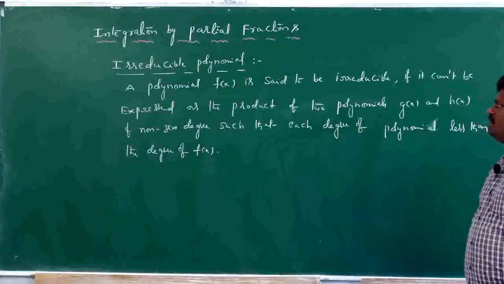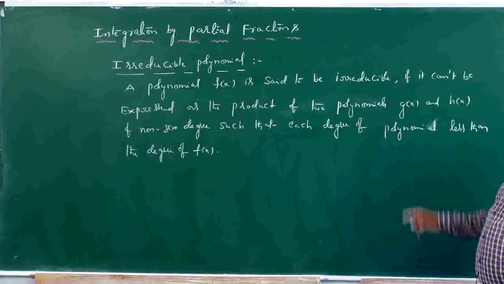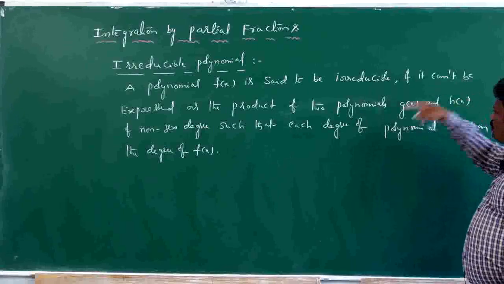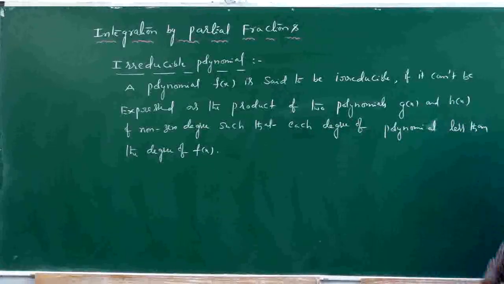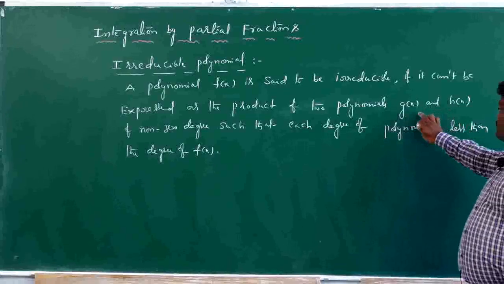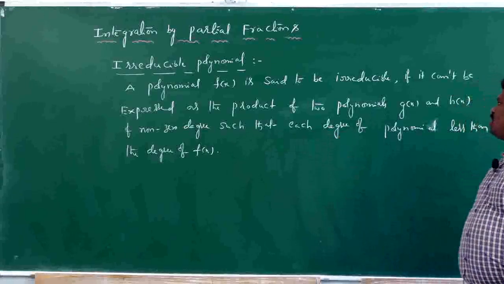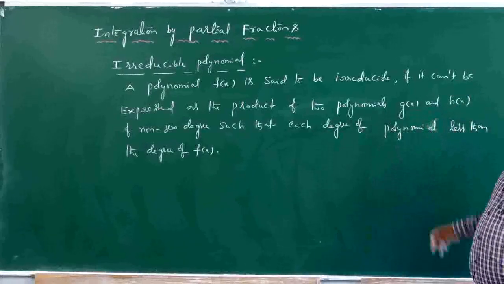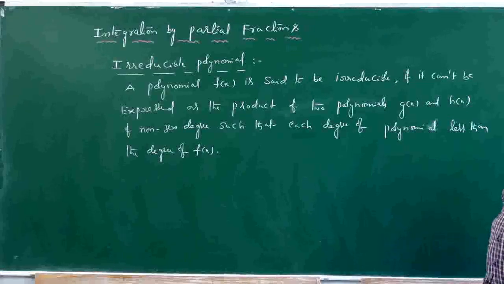A polynomial f of x is said to be irreducible if it cannot be expressed as the product of two polynomials, g of x and h of x, of non-zero degree, such that the degree of each polynomial, g of x and h of x, is less than the degree of f of x, compulsorily less than the degree of f of x.